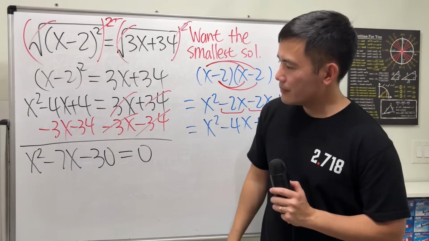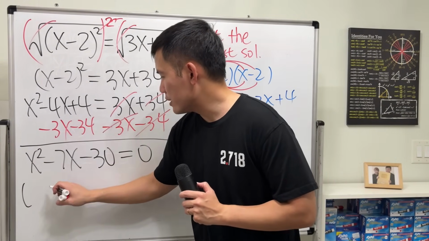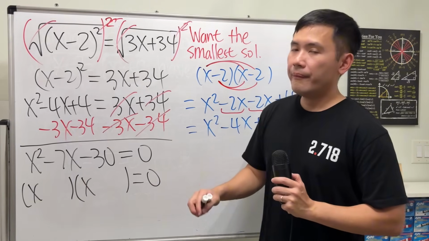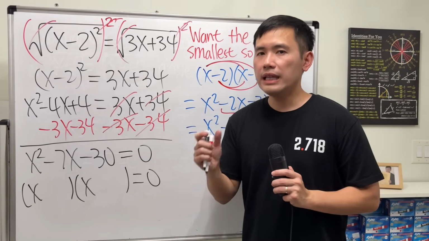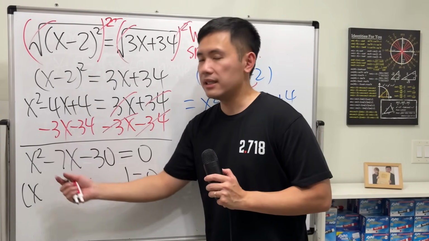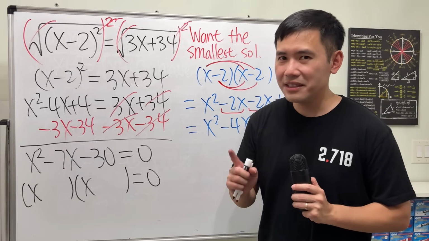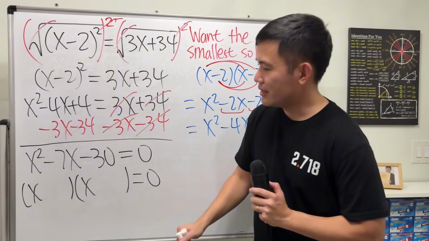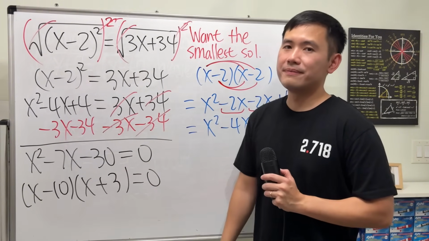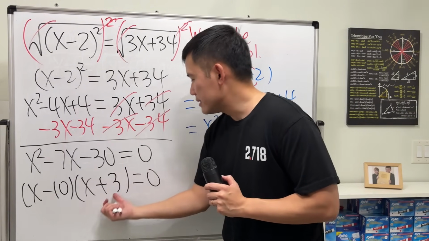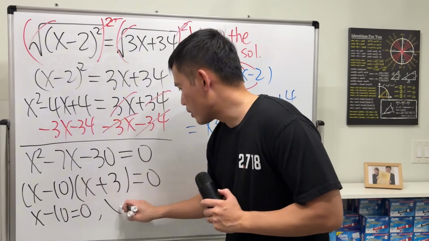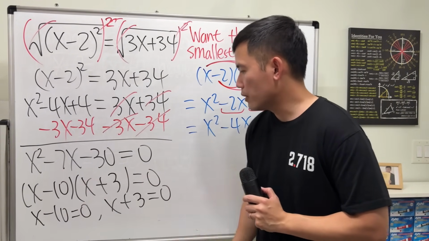To factor this, well, we just have x squared, so we must have x times x. Now we need to think about two numbers that multiply to negative 30 and together add up to negative 7. And the correct combination is negative 10 and plus 3. So we need (x minus 10)(x plus 3). The order doesn't matter. Now, this times this is equal to 0. That means either x minus 10 is equal to 0 or x plus 3 is equal to 0.